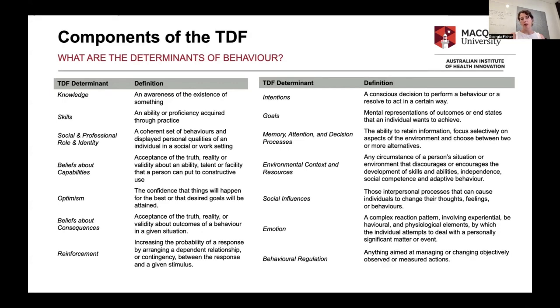And finally, the way that your behaviour is regulated. So this is really broad and covers anything aimed at managing or objectively changing actions that you can observe or measure. So that was the theoretical summary of the TDF. And these 14 determinants can inform what are the barriers to a particular behaviour and what are the enablers to a particular behaviour by breaking down how people are acting into these categories.